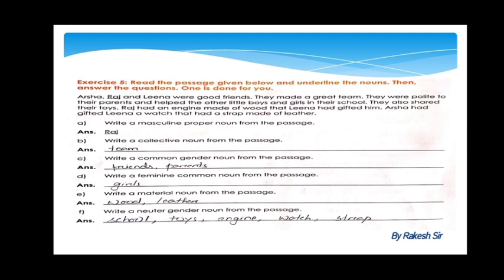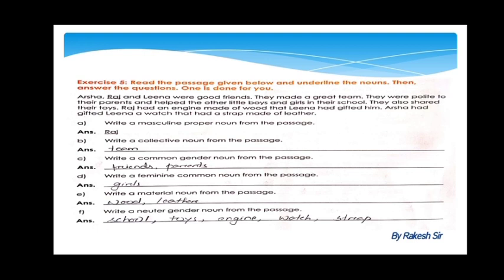Second, write a collective noun from the passage. So what is the collective noun? The collective noun is team. As I said, a group of players forms a team, and that is called a collective noun. So the second answer is team.